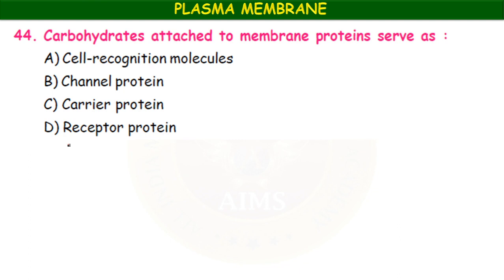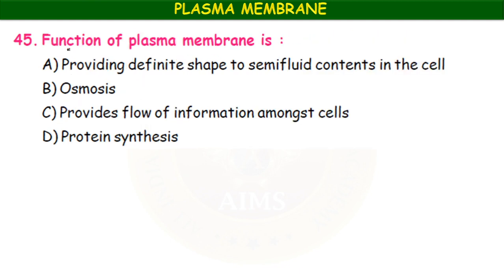It is the cell recognition molecules. They act as cell recognition molecules and help in communication. The carbohydrates attached to the membrane. The function of plasma membrane is providing definite shape to semi-fluid contents in the cell, or osmosis.